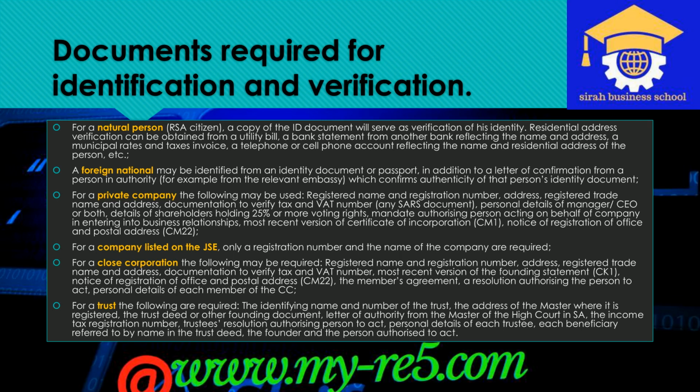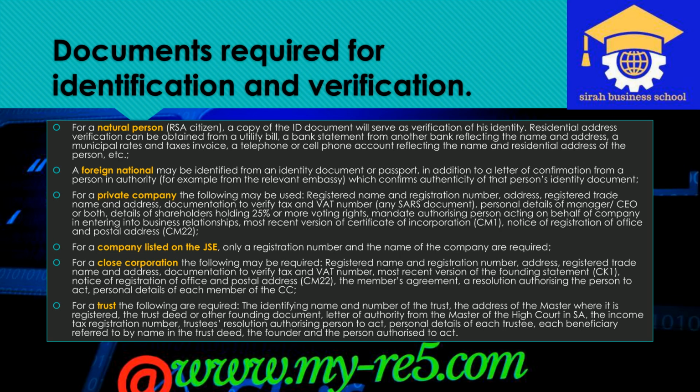Residential address verification can be obtained from a utility bill, a bank statement from another bank reflecting the name and address, a municipal rates and taxes invoice, a telephone or cell phone account reflecting the name and residential address of the person, etc.